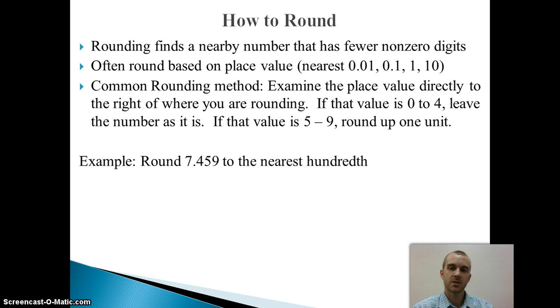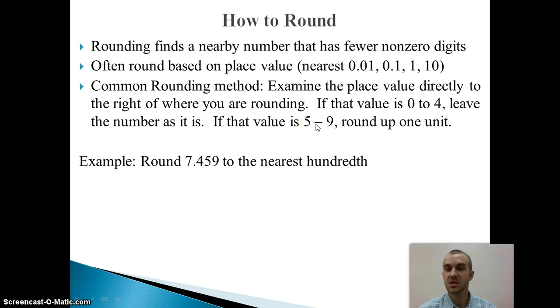And we often round to a place value, and you'll be told that place value. So like round to the hundredth, round to the tenth, round to the whole place or the ones place, round to the tens place. And when we round, we're going to look at the value we're actually trying to round to, and we look to the value directly to the right. If that value is 0 to 4, we leave the number as it is. If that value is 5 to 9, we round it up 1 unit.